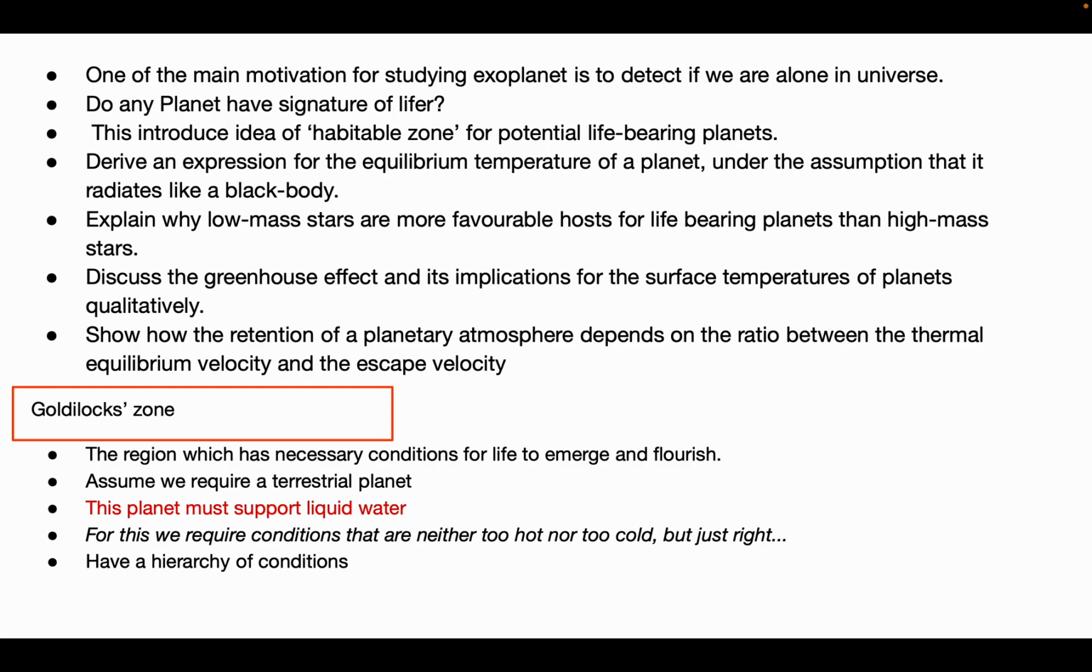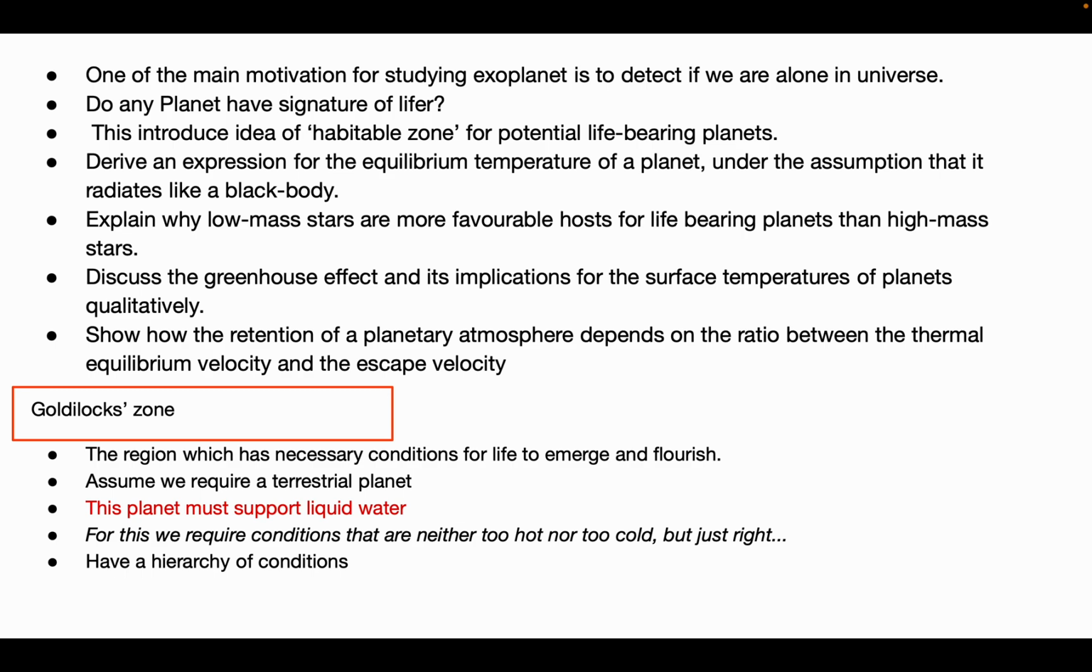In the subsequent slides, we will see how the expression is derived for the equilibrium temperature of the planet under the assumption that the star is radiating as a black body, and we explain why low mass stars are more favorable hosts of life-bearing planets than high mass stars. The high mass stars mean O, B, A type stars. Compared to those, K-type or M-type stars are more favorable to host life.